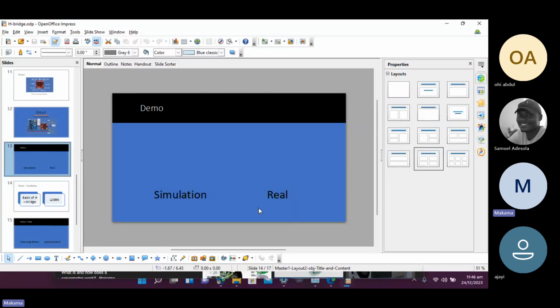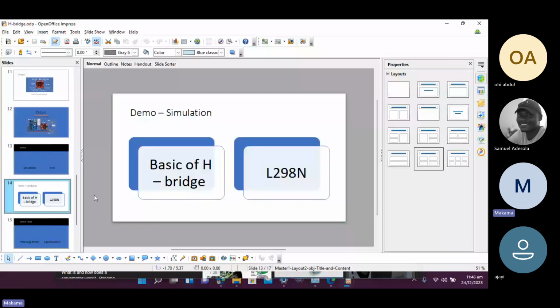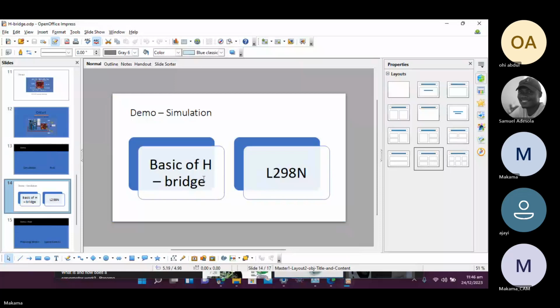So we'll be doing the simulation part and the real part. Okay, so the next thing we have for the simulation will cover the basics of the H-bridge. How does an H-bridge work? Now I think my secondary device will get connected. Yeah, it has.